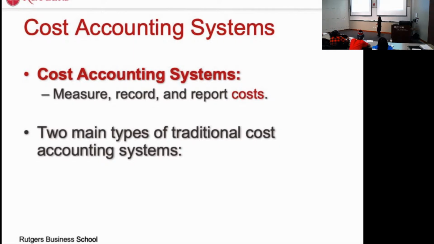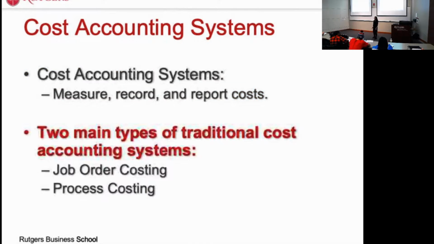And chapter 17 is about the job order costing, which is one of the cost accounting systems, the traditional cost accounting system. And the next chapter, chapter 18, is about the process costing. Right, so today our focus is on the first one. But let's first differentiate between job order costing and process costing.